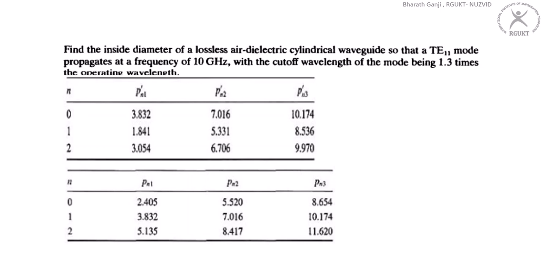So in this question, the task is to find the inside diameter, so a is unknown here. It is a lossless and air-filled waveguide, so mu r and epsilon r are 1. They say the TE11 mode is propagating and the operating frequency is given as 10 gigahertz. They also give that the cutoff wavelength of this mode, lambda c of TE11, is 1.3 times the operating wavelength lambda.